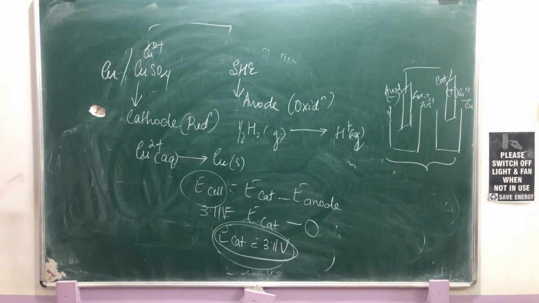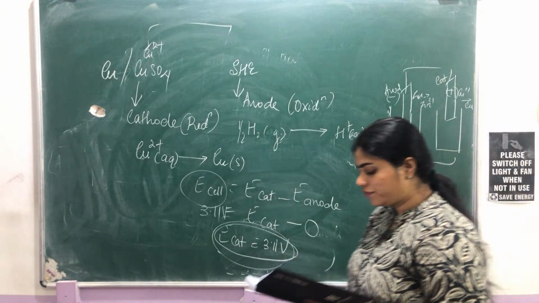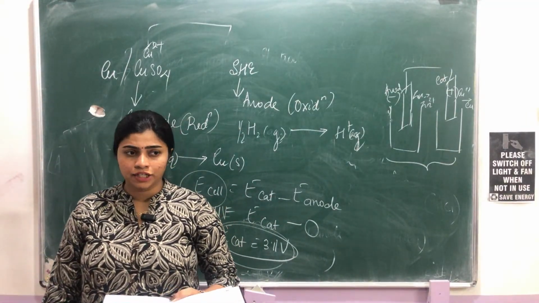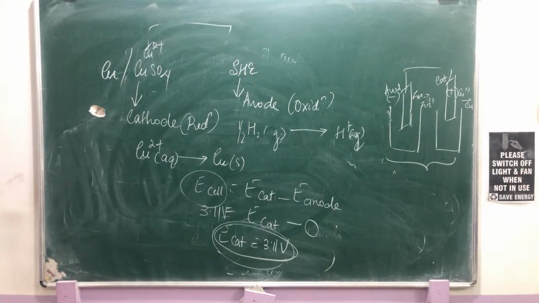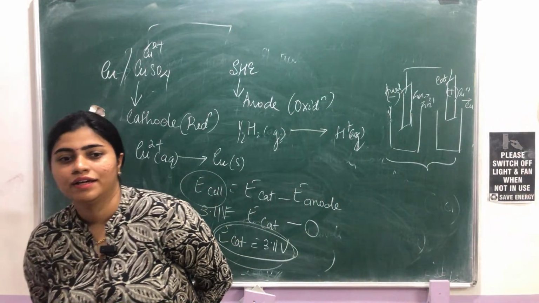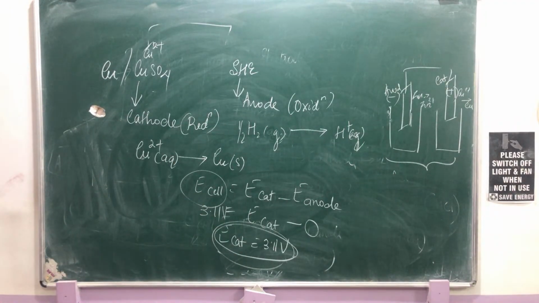Write down. If the standard electrode potential of an electrode is greater than 0, then the reduced form is more stable compared to hydrogen gas.